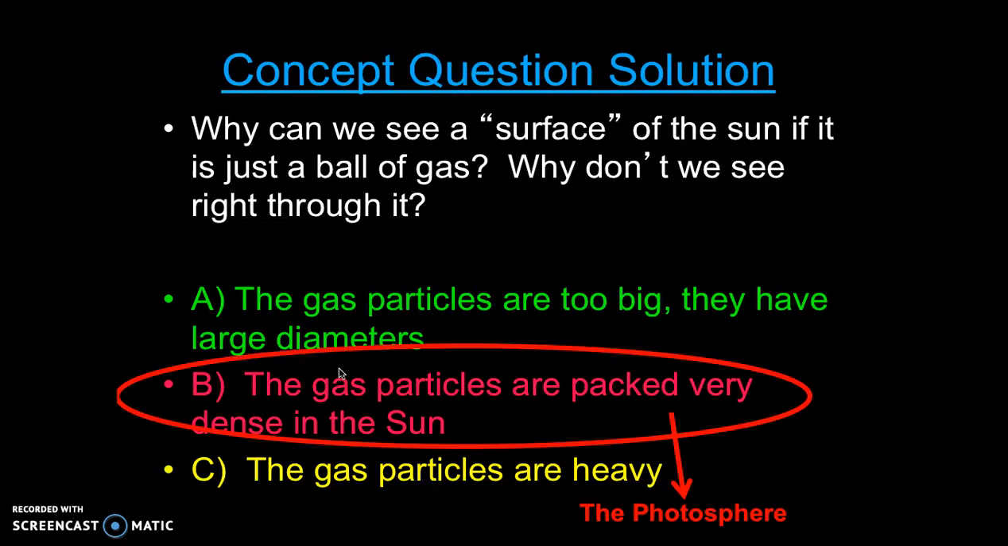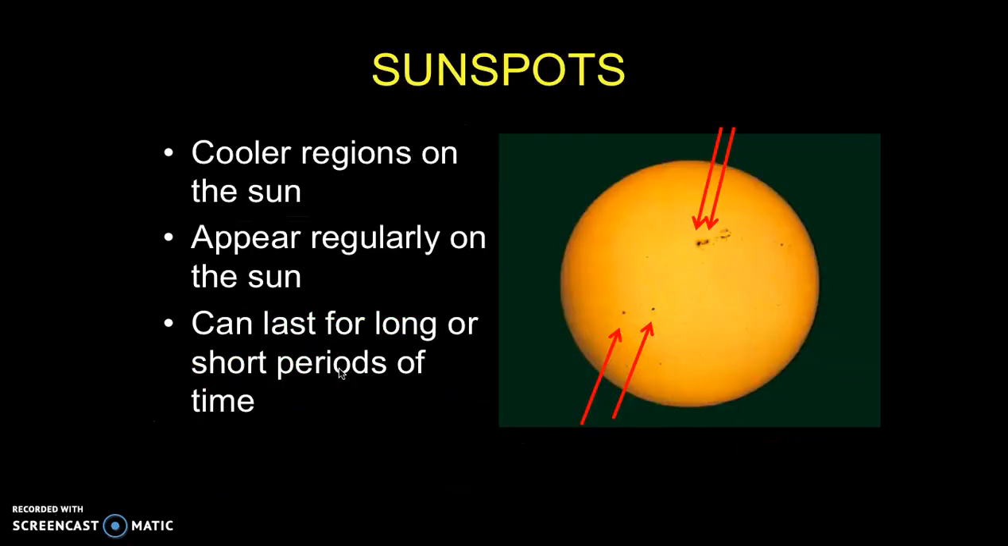Okay, so those gas particles are packed very densely in the sun. Remember, the density increases as you go to the center. So we're not able to see through because it's so densely packed. So it is gas, but it's so much gas in such a small area relatively.